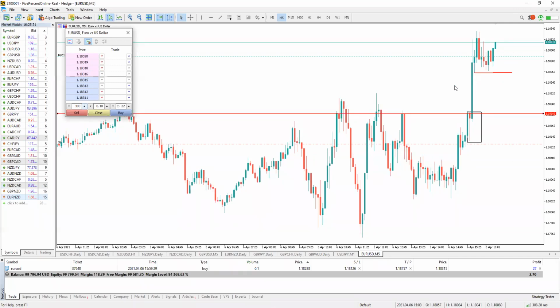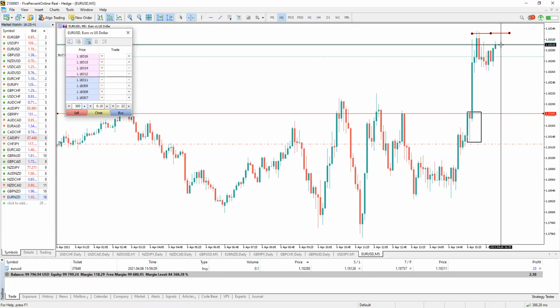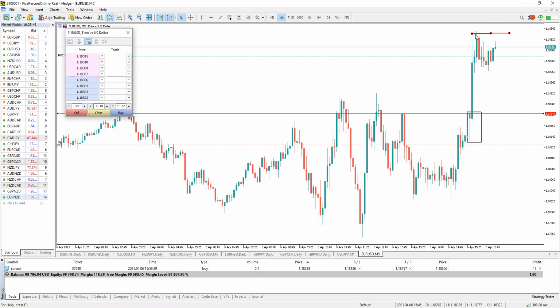Now, if you are scalpers, this is your take profit zone. You want another 2 pips or something, and that's your target zone if you're scalping. And if you want to hold this and swing it, then you leave it without a take profit and let it run.